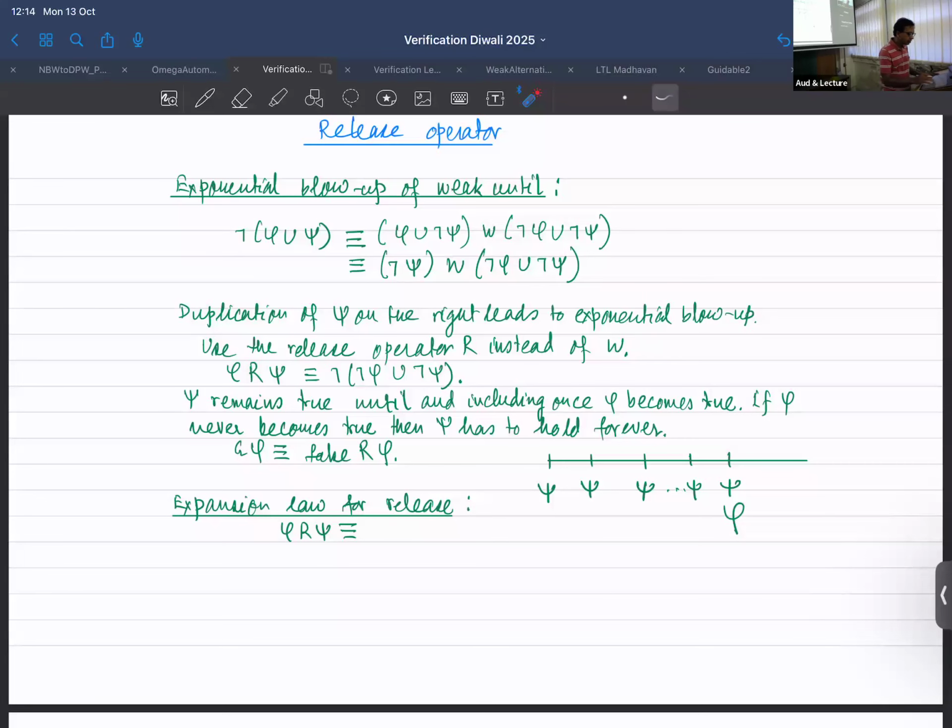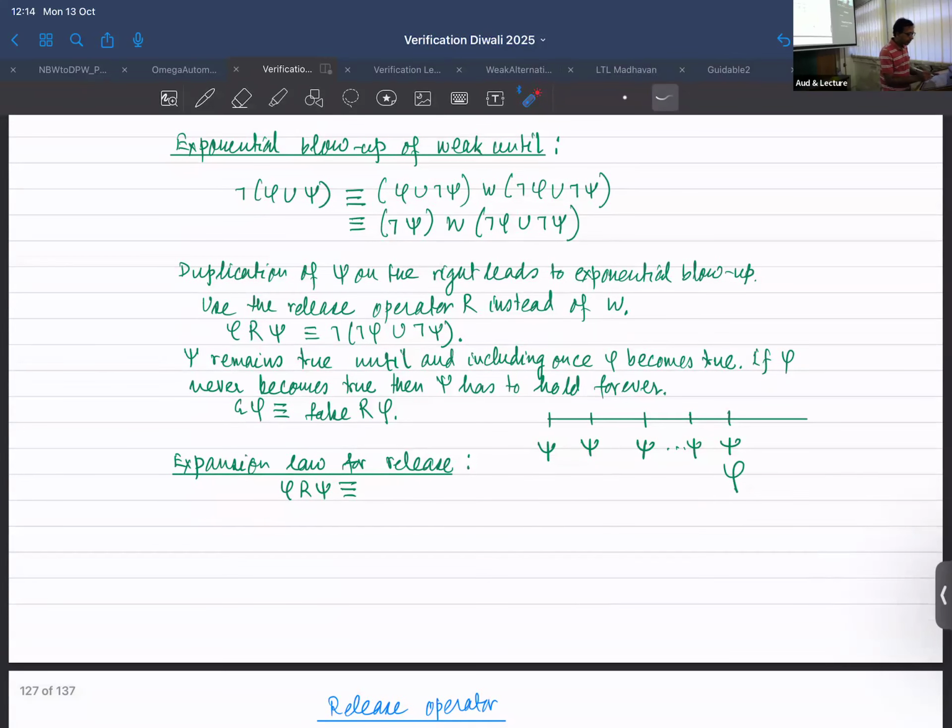So now, if I say, look at this thing, false release phi. So what does it say? That phi has to hold, okay? And then at some point of time, false has to hold. When you can get rid of phi, or if false doesn't hold, then anyway phi has to hold, continue to hold forever, right? Now false anyway never holds. False will never hold. So phi will always have to continue to hold. So it's globally phi. Correct? So globally phi is like false release phi.